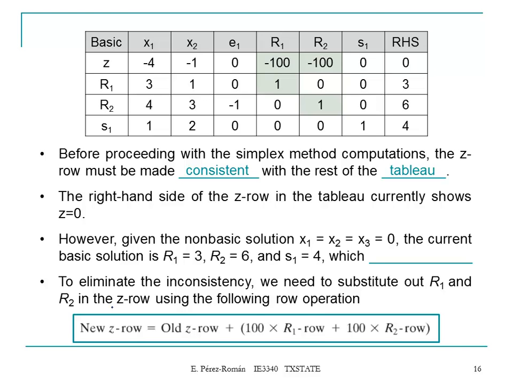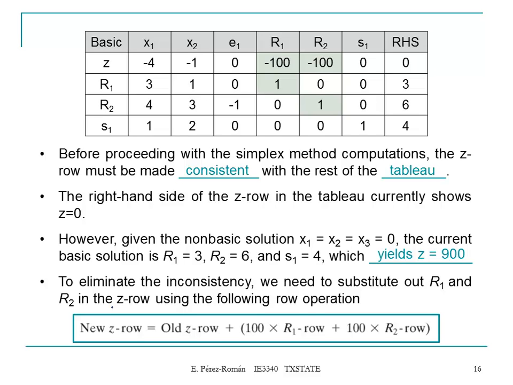The right hand side of the Z row in the tableau currently shows Z equals 0. However, given the non-basic solutions x1, x2, x3 equal 0, and the current basic solution, R1 equals 3, R2 equals 6, and S1 equals 4. These values are coming from here. That will yield an objective function value of 900.